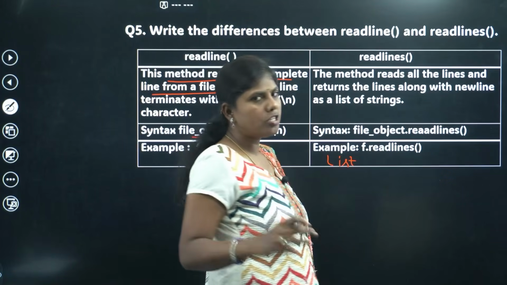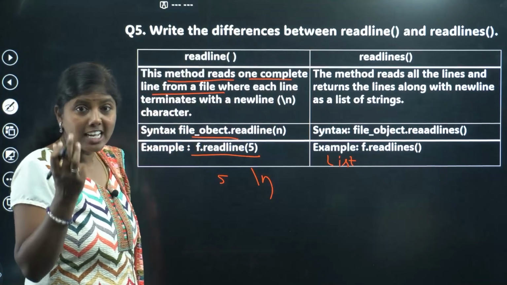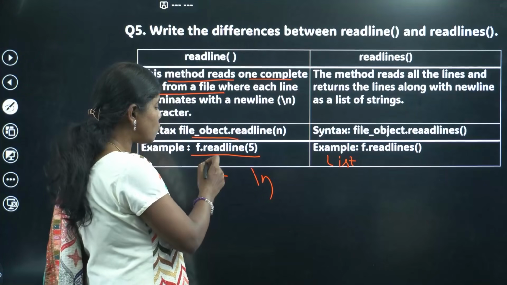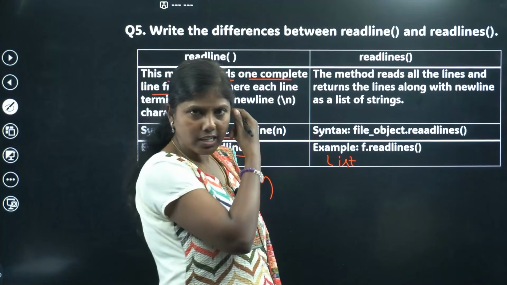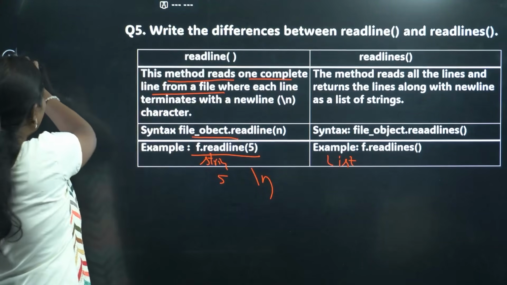How do you call this function? File object dot readlines function returns a list. Readline returns a string. Readlines returns a list containing strings, of course. Okay, we'll go with the next question.